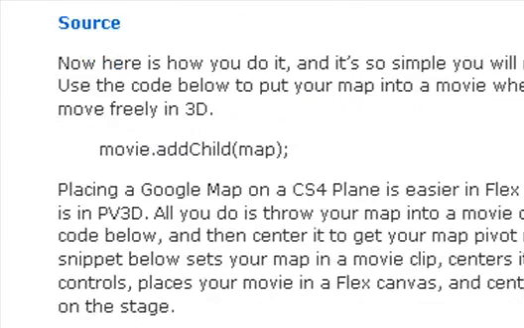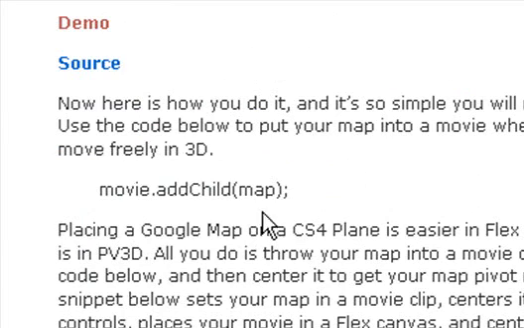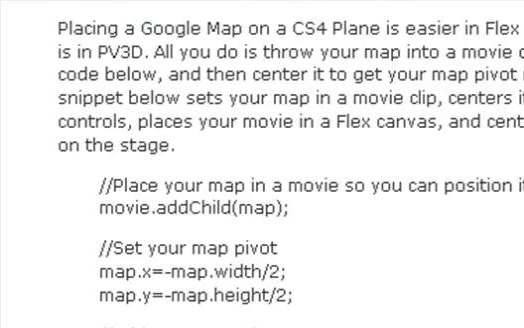It's really easy to do this in CS4. Basically, just take the map and throw it on a movie clip. The reason I throw it on a movie clip is so I can actually pivot it and manipulate it. I didn't have to put it on a movie clip, but I do that so I can pivot and center it. You've got to have the pivot correct or it'll look weird. It'll pivot at the top edge as opposed to the center.